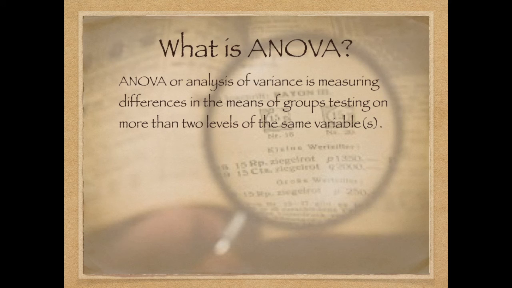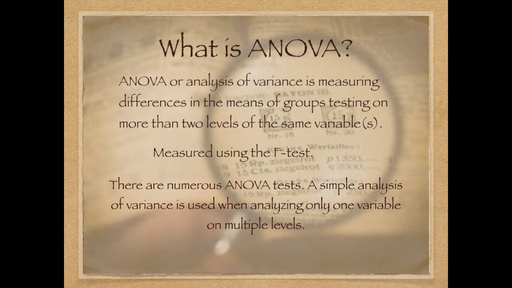What is ANOVA? ANOVA, or analysis of variance, is an inferential statistical test measuring differences in the means of groups, testing on more than two levels of the same variable or variables. To measure variance, a researcher would use an F-test, named after the statistician who created it, R.A. Fisher. While there are numerous ANOVA tests, the scope of this video will only include a simple analysis of variance.